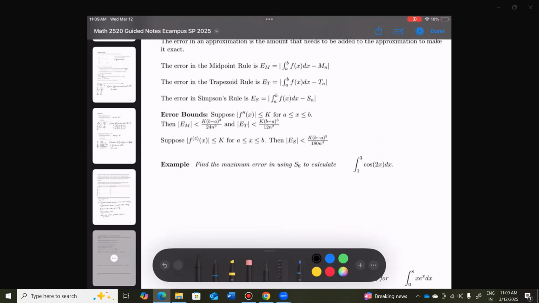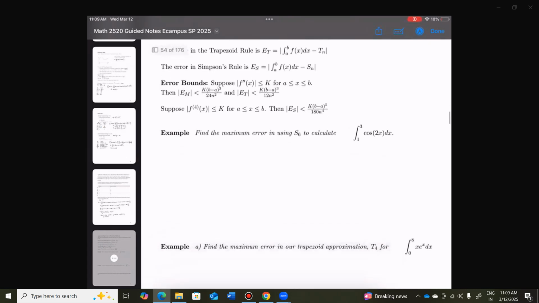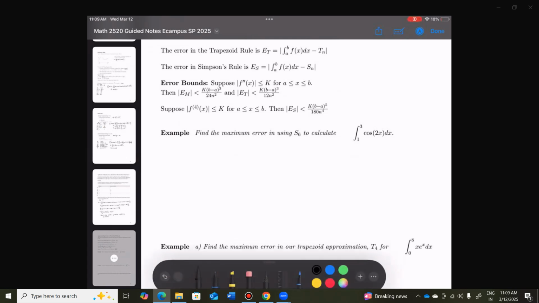So let's say we wanted to find the max error in using S6, Simpson's rule with n equals 6, to calculate the integral of 1/3 cosine of 2x dx. First, let's find our delta x. We're doing 6 subintervals, so it's going to be (3 minus 1) over 6, which is about 1/3.